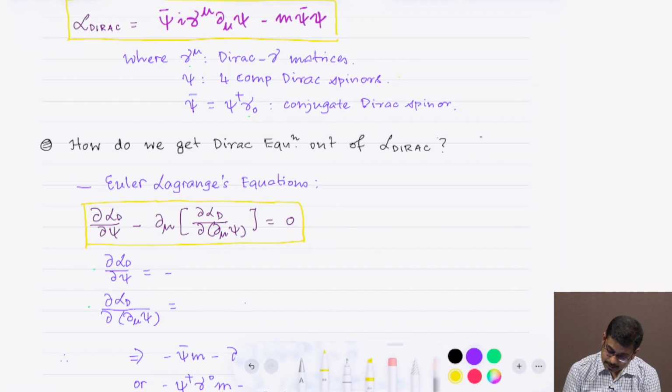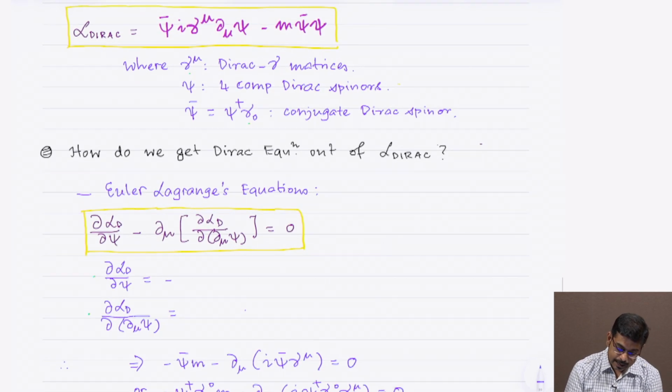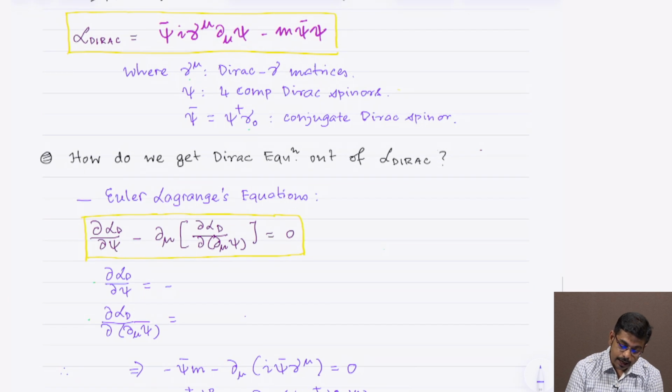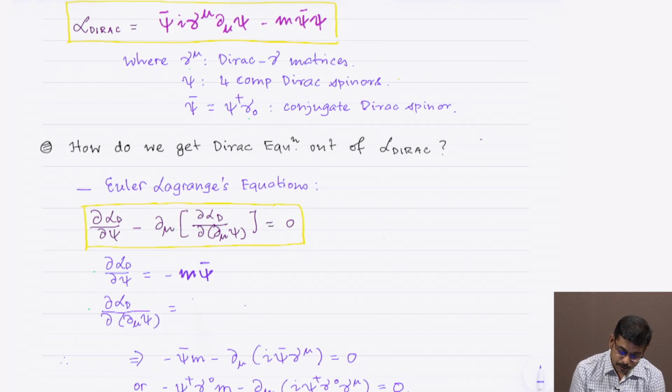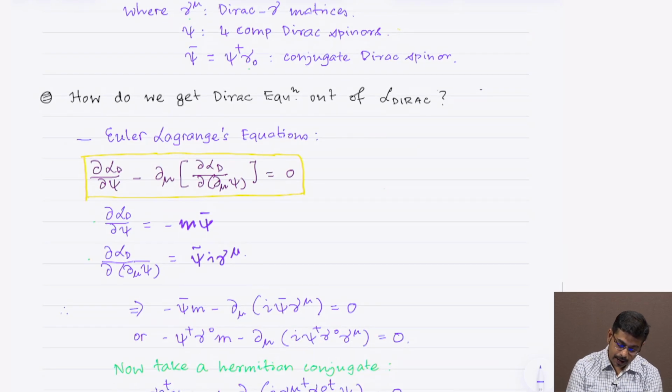So, let us do this first exercise of finding del L by del psi. What will it be? Look, this first term is actually a function of del mu psi and this has a psi bar. So, therefore, this will not contribute to del L by del psi. So, del L by del psi will give you something like minus m psi bar, correct? And what will be del L by del of del mu psi? That will simply give you psi bar i gamma mu.